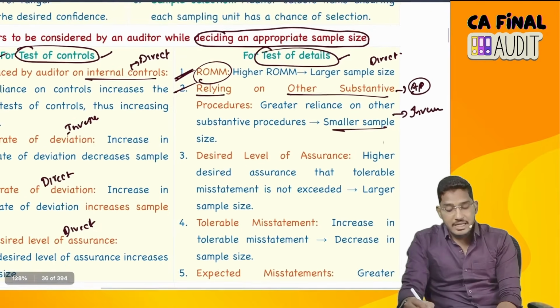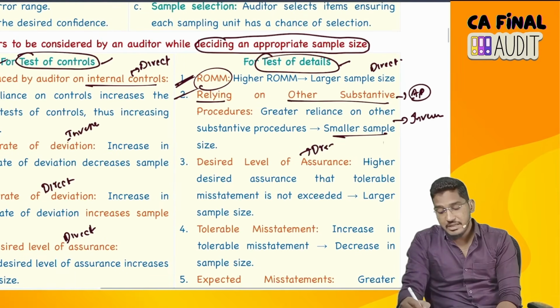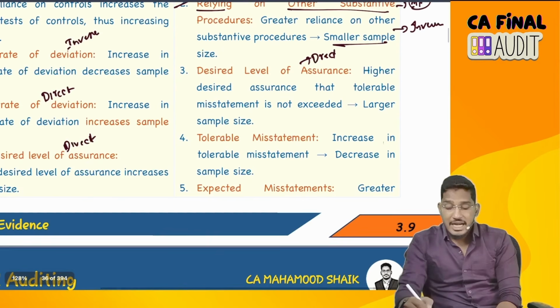Then it also depends on the desired level of assurance. Once again, a direct relationship: higher the level of assurance, more will be the sample size. It depends on tolerable misstatement. Here we will have an inverse relationship.